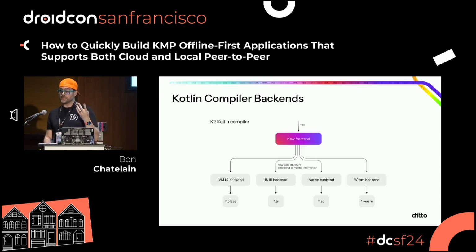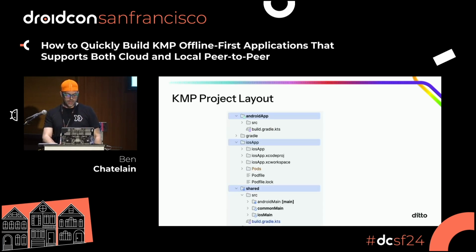Okay, so as I mentioned, there are 4 compiler backends to Kotlin multi-platform with the new K2 compiler. The JVM and the native backend are the 2 that we're talking about. The other 2 are web-related, either generating JavaScript or generating WebAssembly. The native backend is what is actually going to emit a native binary from the Kotlin code that you write in the common main section of a Kotlin multi-platform project.